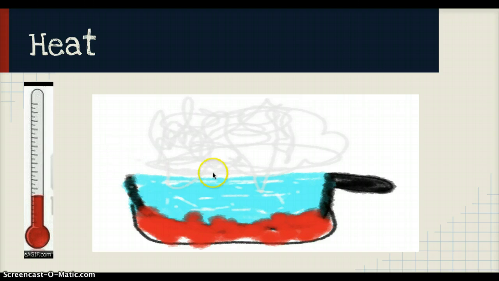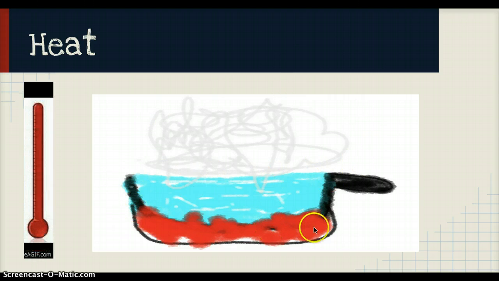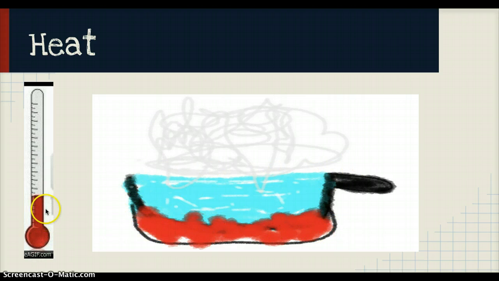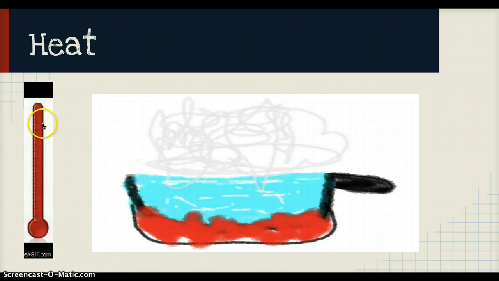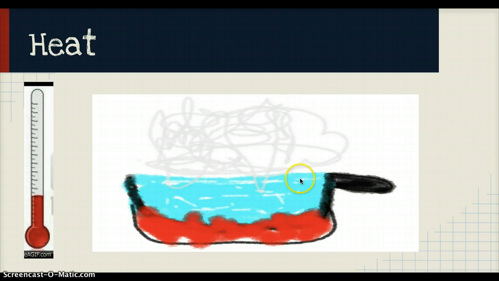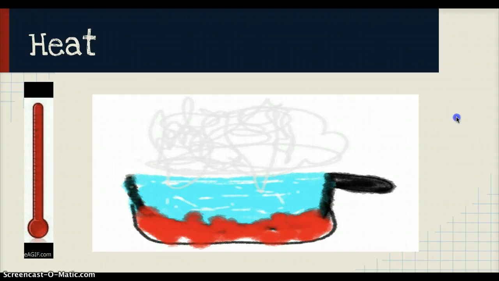So as you can see, the steam on top is the gas, and then the water in the stove is very hot now, and the thermometer, as you can see, is rising in temperature, which is supposed to simulate how the stove is rising in temperature.